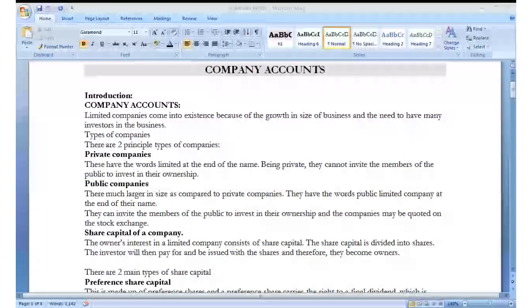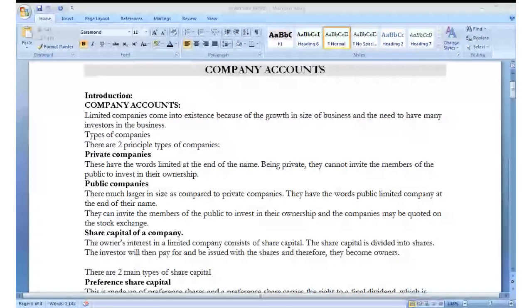We are told limited companies come into existence because of the growth in size. Remember the accounts that we did in accounting one, the normal trading profit or loss account and balance sheet. You are referring to them as accounts of a sole trader. It means that is a business owned by one person. But now, what will happen when we have those businesses or companies with different owners? For example, Safaricom can have even thousands of owners or shareholders. So such businesses are the ones that you are referring to as companies. That's why we are told they come into existence because of the growth in size of business and the need to have many investors in the business.